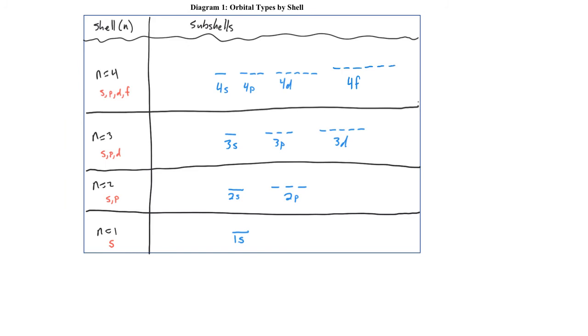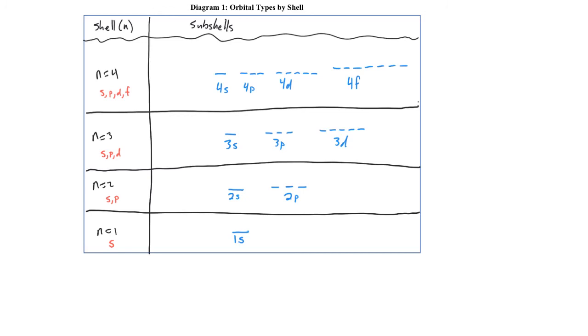Okay, so these are all of the different orbitals that we have, organized by the type of shell that they're in. Now, what this doesn't show, actually, is the organization of these orbitals according to their energies. It just shows them organized according to the type of shell energy that it has.